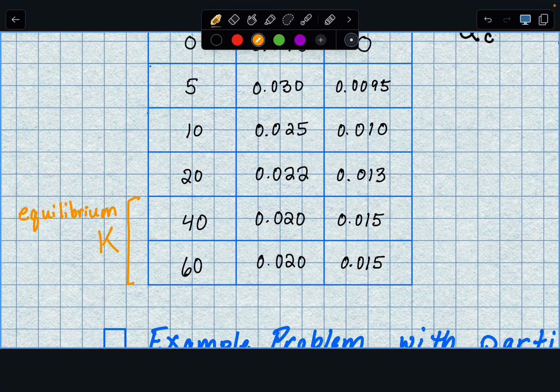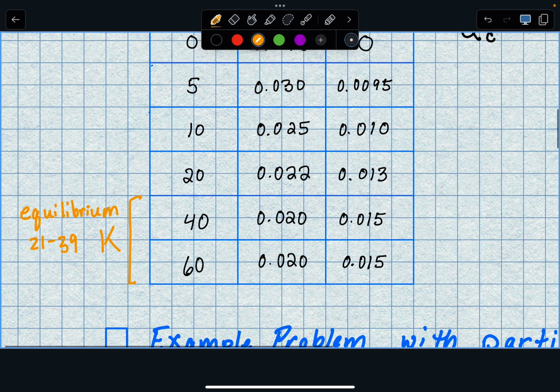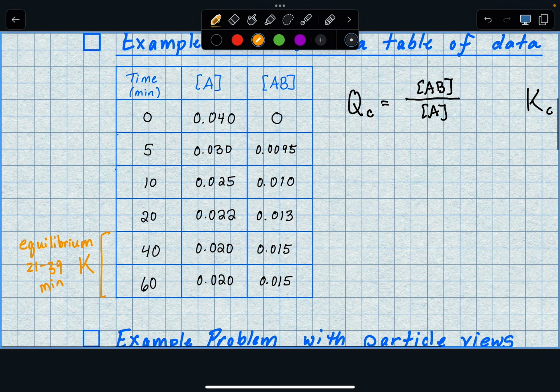Now, equilibrium was actually established somewhere before that, somewhere between 21 and 39 seconds, or minutes. This one's in minutes, I think. Hang on, let me look and see. But I'm pretty sure this is in minutes, this data table here.